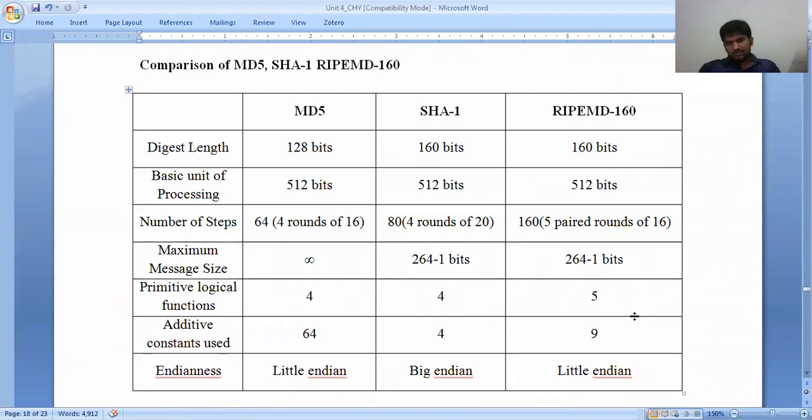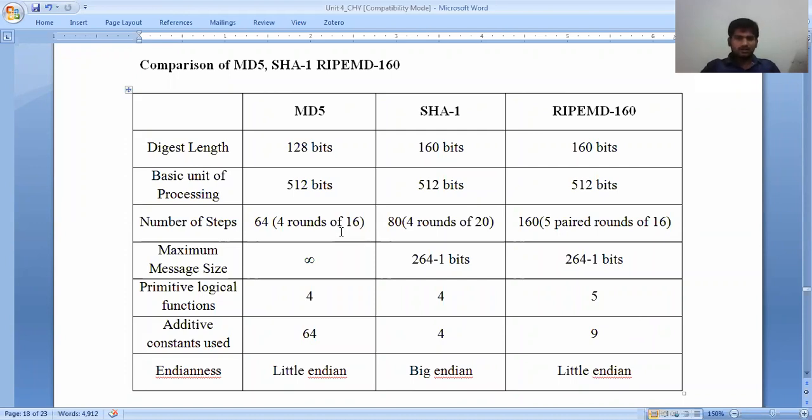So the digest length is 128, 160, 160. The block of input processing is 512. If you remember this comparison, then you can develop your own content. The algorithm steps are similar and all those things are the same, but we need to know the digest length, the basic unit of input processing, and the number of steps we need to perform.